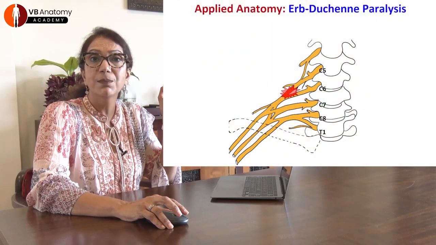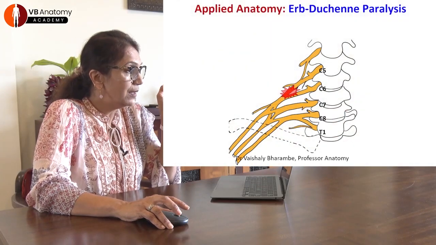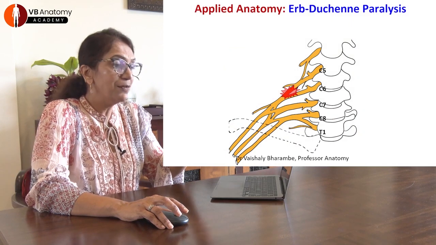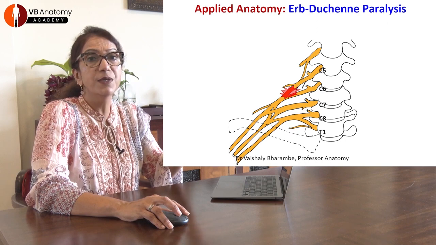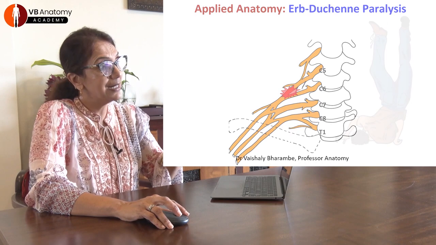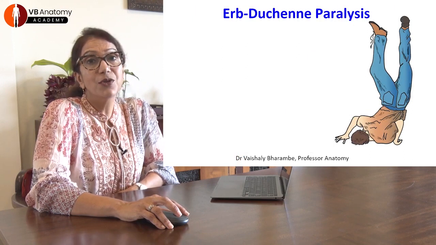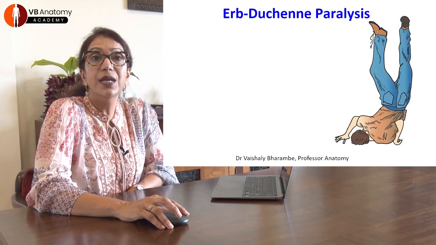Let's talk about what is called Erb Duchenne's palsy. Look here, can you see a damage to C5, C6 roots? This kind of damage results in Erb Duchenne's paralysis. Let's discuss it. Firstly, how will they get damaged? How does C5, C6 root get damaged?